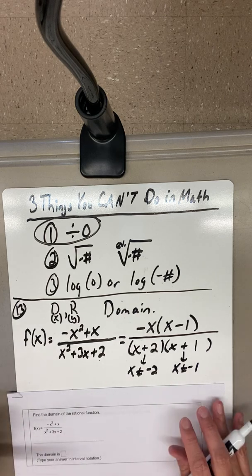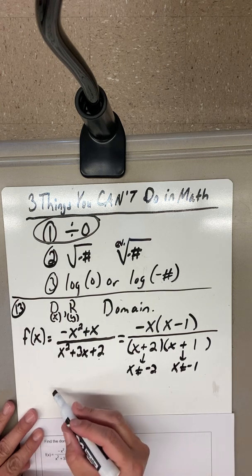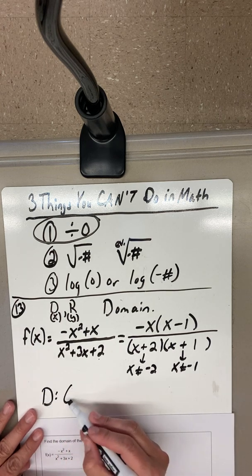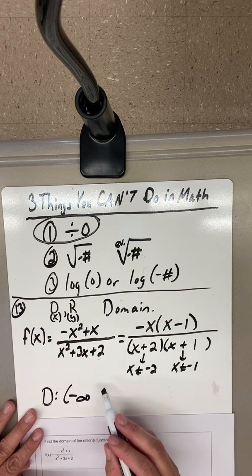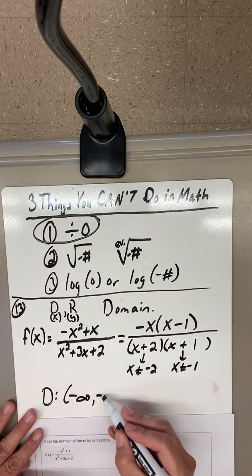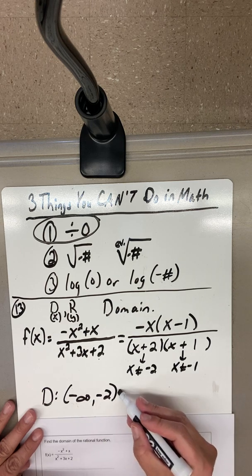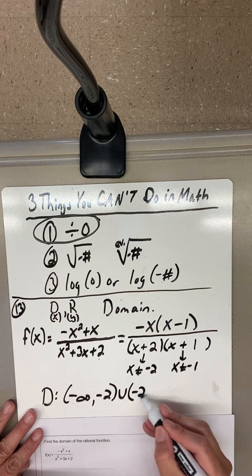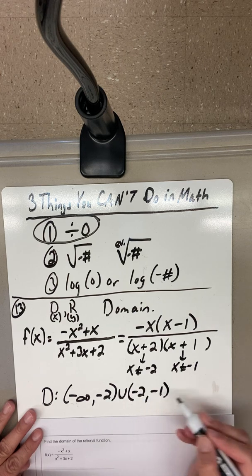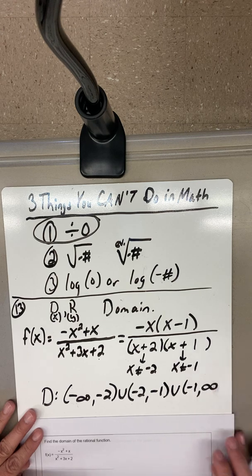So we have to tell the domain in interval notation. We're going to start at -infinity. So our graph can go from -infinity to what's the smallest number it can't be? -2. Use parentheses here because you cannot equal -2. Make sure you use your U symbol, that means or. Then we're going to go from -2 to -1, or -1 to infinity, parenthesis.